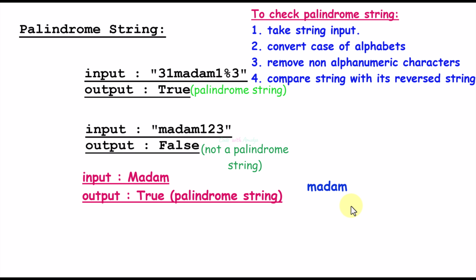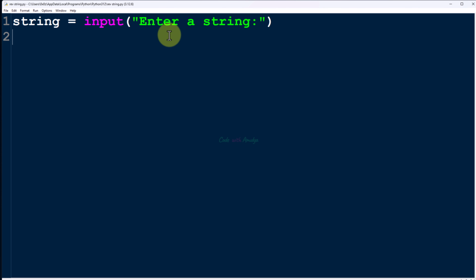So let's write the program. First, let's take the input. Input is a string. Here we'll use the input function to take input, enter a string. You can see this message on the output screen, and we'll store the entered input in this variable. Next, as I said, we'll ignore case and punctuations. We'll only consider alphanumeric characters. So first we need to solve that situation. First, I'll convert my entered input to lowercase. You can convert it to uppercase also. I'll use the lower method. It will convert alphabets to lowercase letters.